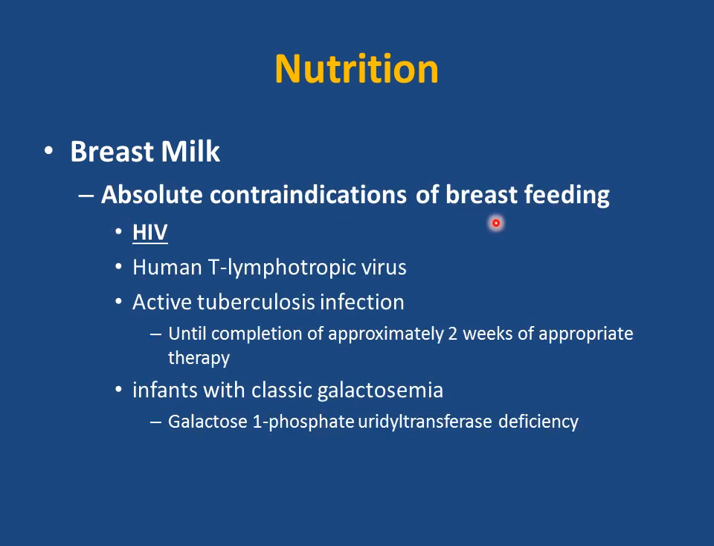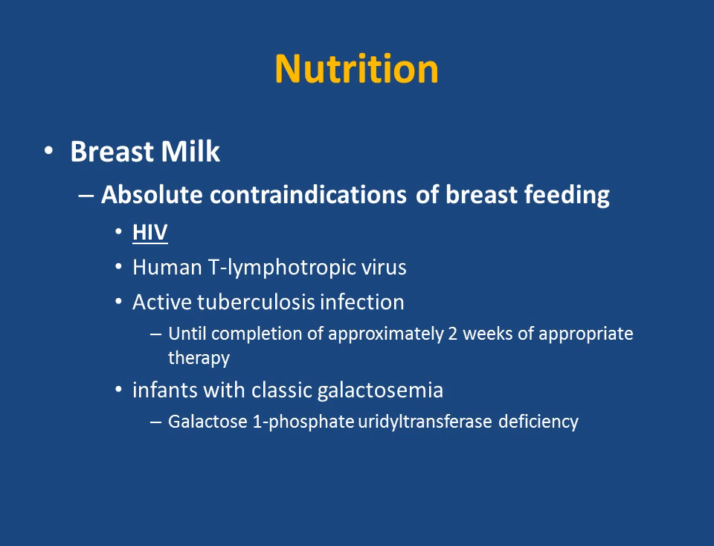Absolute contraindications of breastfeeding is HIV. Any mom infected with HIV virus cannot breastfeed, regardless if she's receiving medicine or not. Human T lymphotropic virus infection also is another contraindication. Active tuberculosis only if the mother is not receiving medicine, but after completion of 2 weeks of appropriate therapy for tuberculosis, the mom can breastfeed with no problem. Infants with classic galactosemia should receive lactose-free formula and they cannot breastfeed.